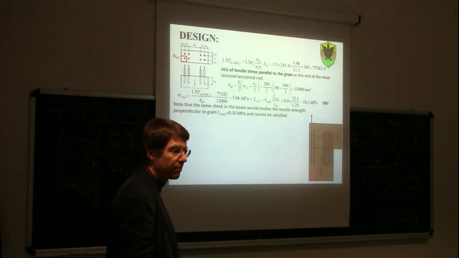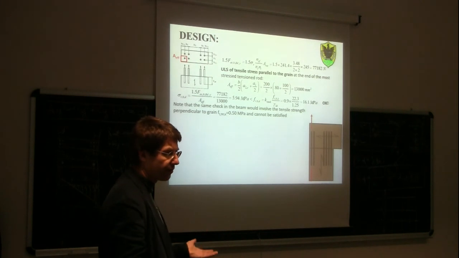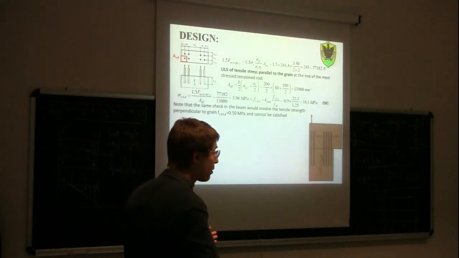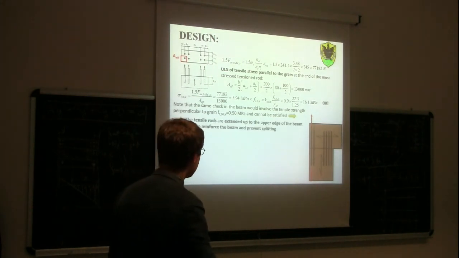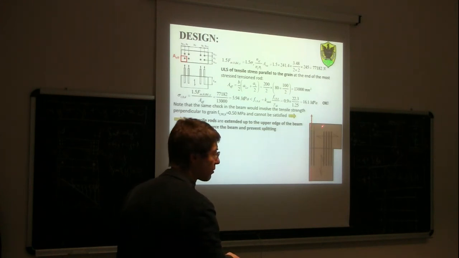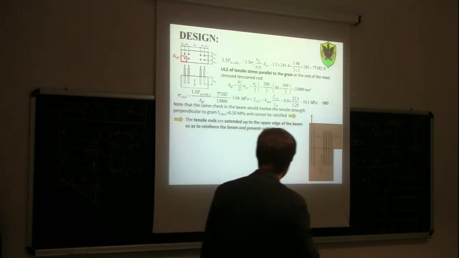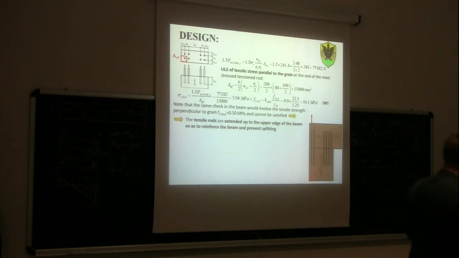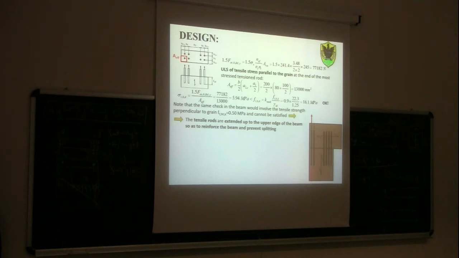There is too large a difference. So no way we can make this design satisfied. So the only way we can solve the problem is to bring the rods until the end of the cross section, so to glue the rods all the way through the depth of the beam. This way we don't have this problem of possible splitting of wood perpendicular to the grain at the end of the rods.